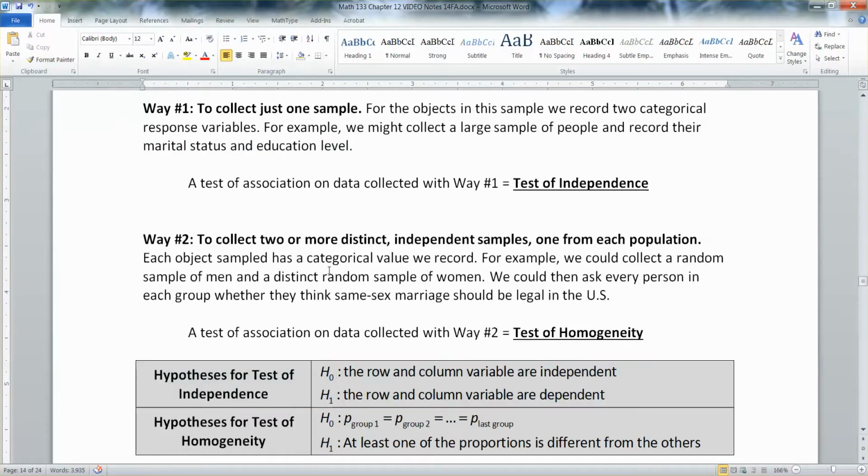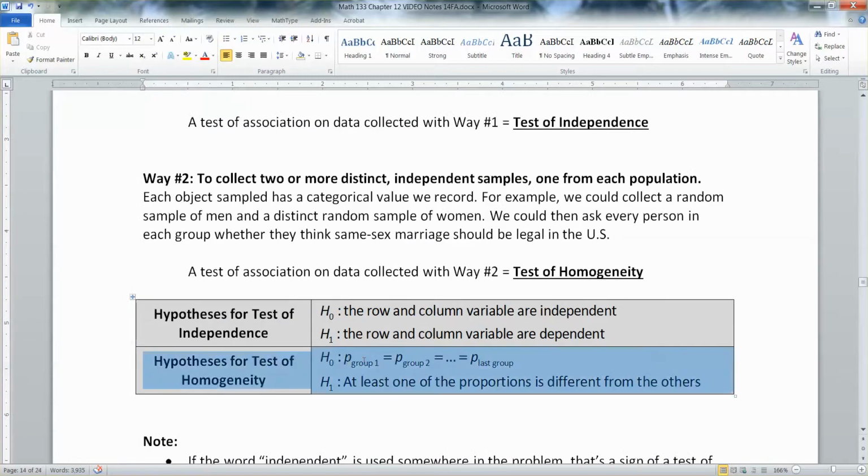Now, a test of homogeneity is a different type of test. So that's when you collect your data in two or more distinct independent samples, one from each population. So each object sample has a categorical value that you record. So for example, collect a random sample of men and a distinct random sample of women. So don't do husbands and wives and things like that. One random group of men, one random group of women. And then we could ask every person in each group whether they think same-sex marriage should be legal in the US. Okay? And then what you'd be doing is you'd be testing the proportions for the groups. Does group 1 think the same way that group 2 does?